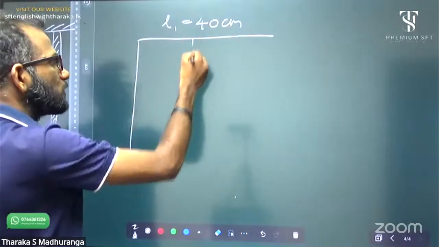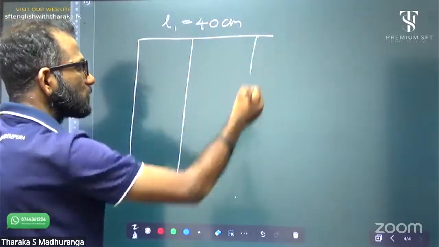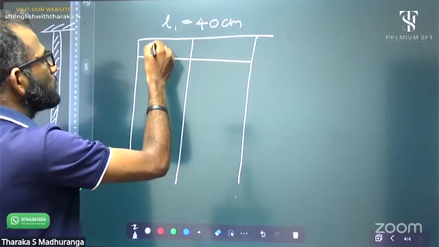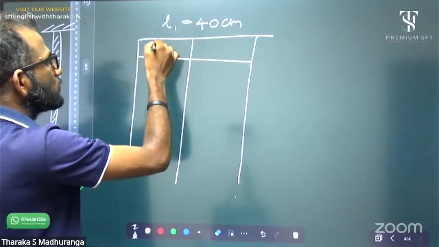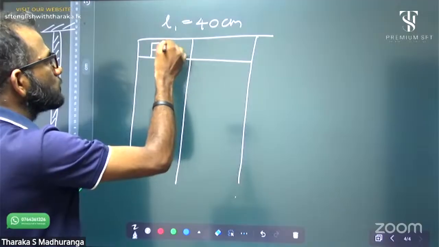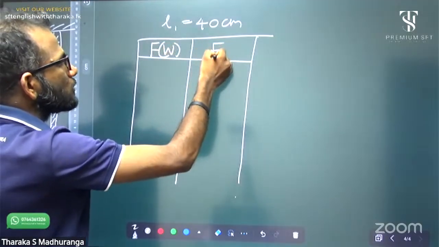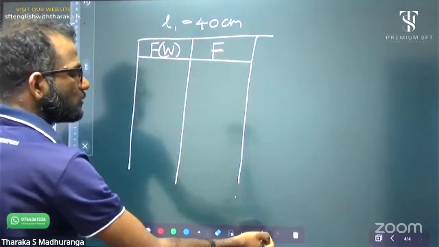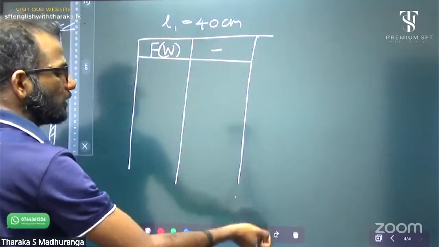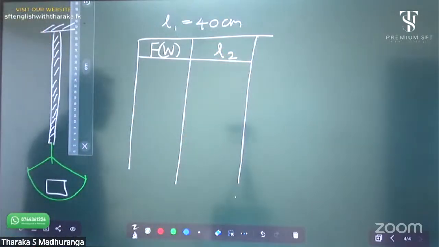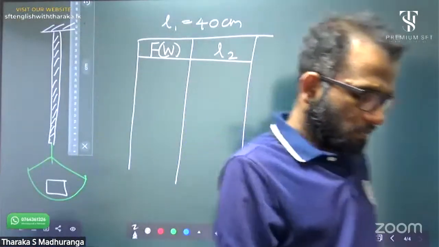This is experimental data. Experimental data means this is the applied force, the weight of the substance, weight in newtons. And this is the final length, which we call L2. Now you can get the L2, right? Very simple practical.